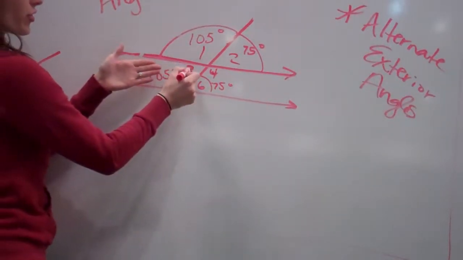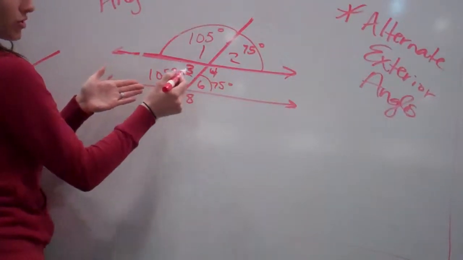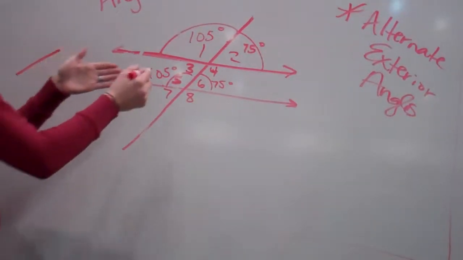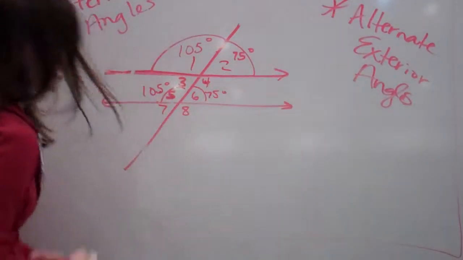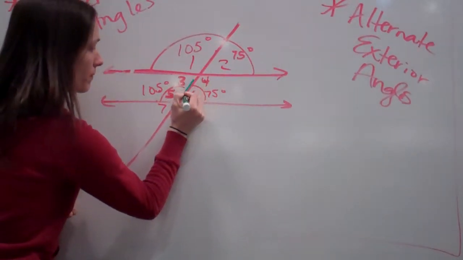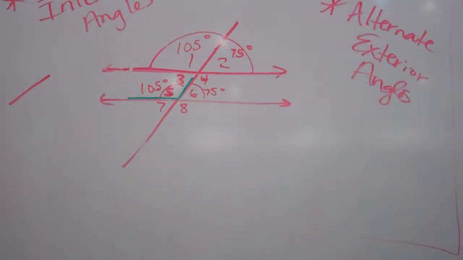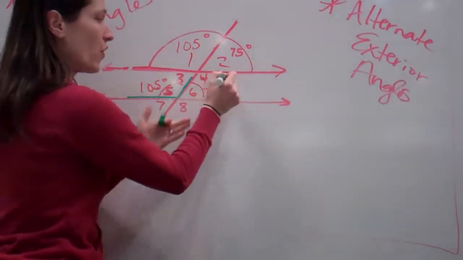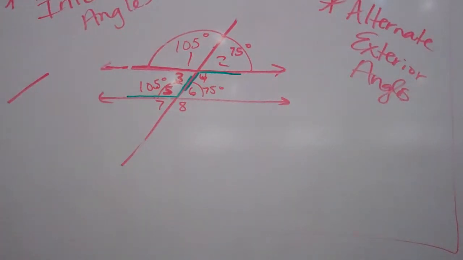Okay? So 3 and 6 would be alternate interior. 4 and 5 would be alternate interior. Now, something I want you to see. 5 is 105. I'm going to use a different color. Look at this angle. What degrees is it? 105. The alternate interior of 5 is 4. What do you notice about this angle? It's 105. Wow.